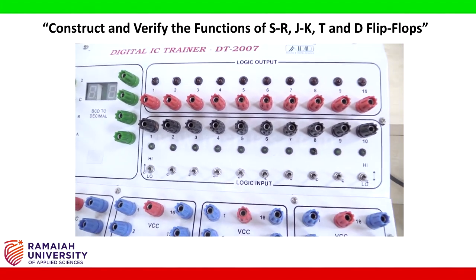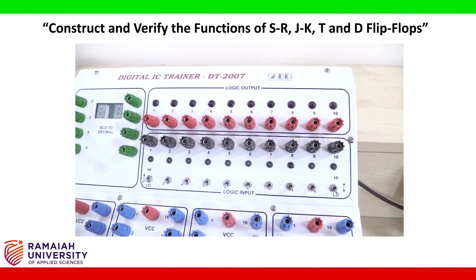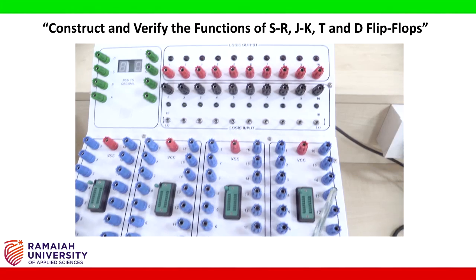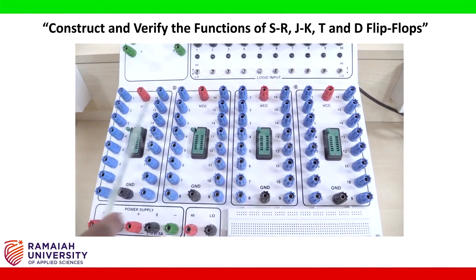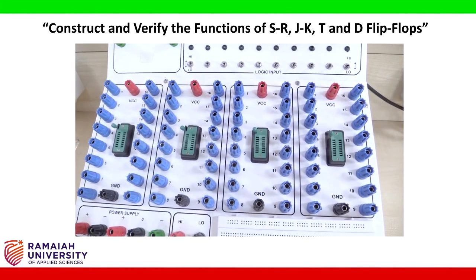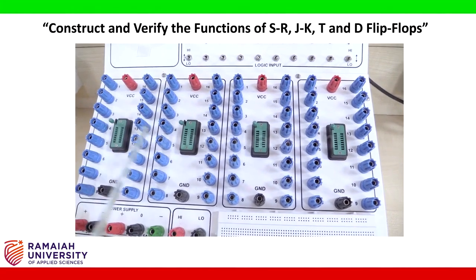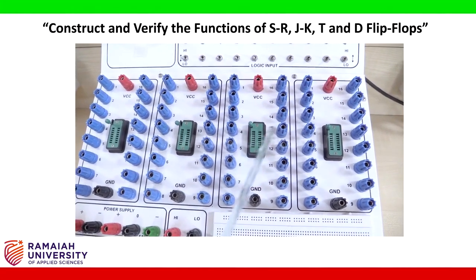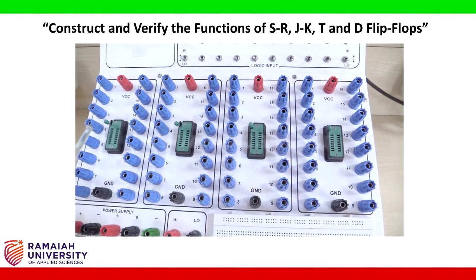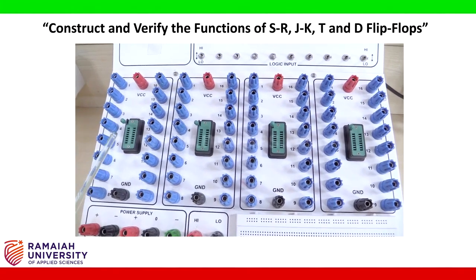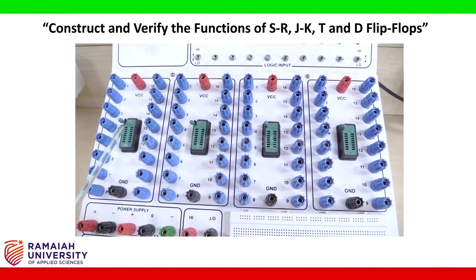At the same time, the digital IC trainer kit has 4 different IC bases. So here we can place 4 different ICs. This is the first IC base, second one, this is the third IC base and this is the fourth IC base. In each IC base we can place one IC. And here you can see these are the slots.